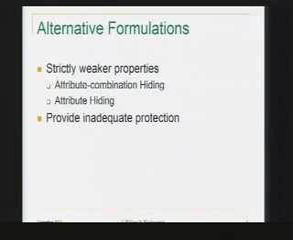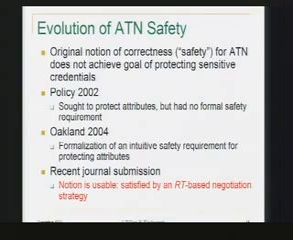Now, we came up with some alternative formulations to see whether it had to be this strong. We tried a couple of weaker formulations that didn't focus on the credentials but just on the attributes. There was one that looked at hiding combinations of attributes and one that looked at just hiding individual attributes. But in the end, they all turned out to be inadequate for our purposes, which gives us some confidence that we've sort of hit the notion about right. It's probably not stronger than it needs to be.